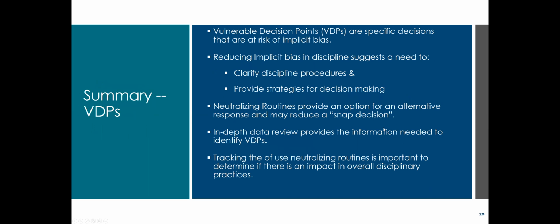So, in summary, vulnerable decision points are specific decisions that are at risk of implicit bias. When we think about how to reduce that, we need to clarify our procedures around discipline, provide strategies for decision making, and know that when we encourage neutralizing routines, this is an option for an alternative response and might reduce the need for that snap decision in the moment. Data review is important to be able to identify where VDPs may be happening. And then, are the neutralizing routines working? And if they're not, what can we do differently? What new routine can we adopt, whether that's individually, grade level, department level, school level, etc.?